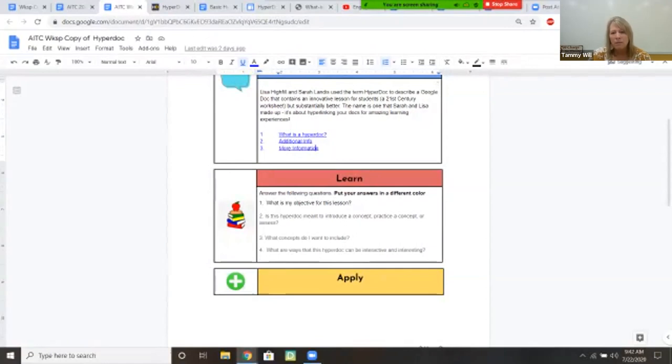So basically, answer questions to help you get started. And one of the main things is, what do I want them to know? What's my objective? How are you going to introduce it? What do you want to include in it? All these questions help me get started on that first one that I did on the flat farmer.